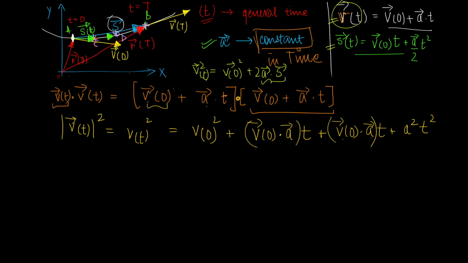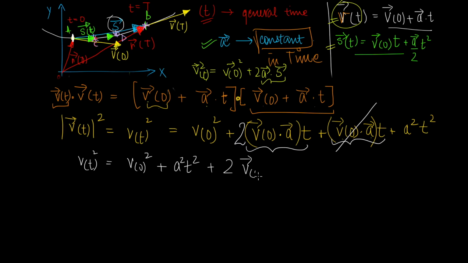What we can do now is we can see the similarities. Since these two terms are the same, it's better to cancel one out and write it as 2 times the other term. It's the same thing. So we have v at time t square equals v at 0 square plus a square t square plus 2v at time 0 dotted with a multiplied by t. Well, this seems unnecessarily complicated. What can we do with that?